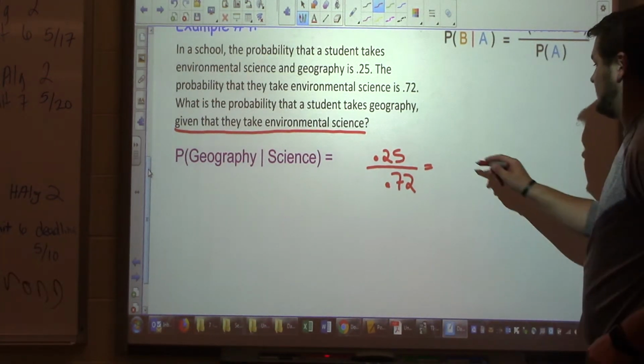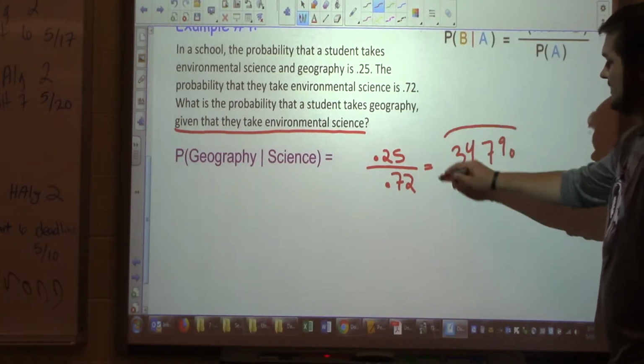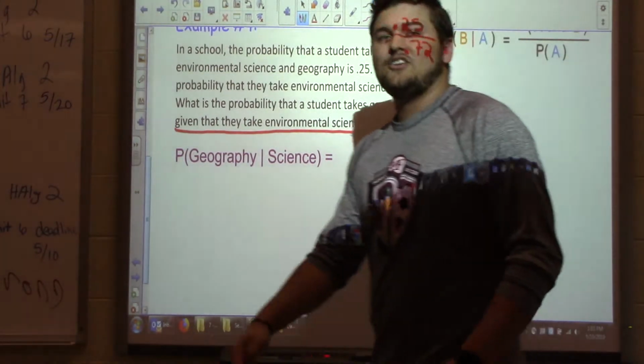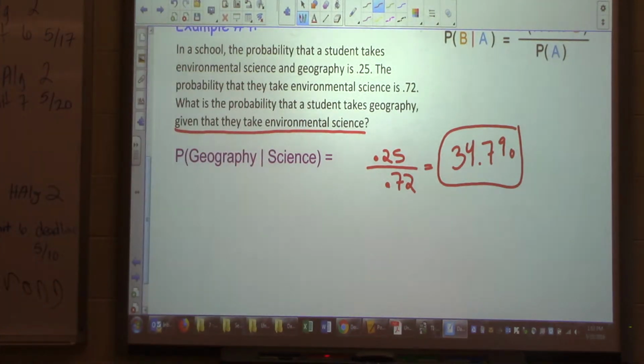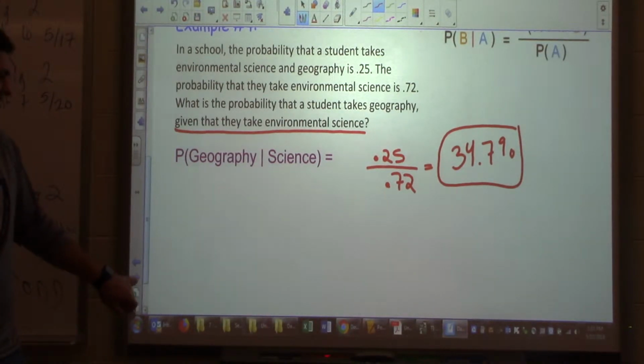34.7%. Is it always a bigger number on the bottom? Normally, the bigger number will be on the bottom, yes. Normally. Very rarely is it not. You can't get more than that. Alright, any questions so far?